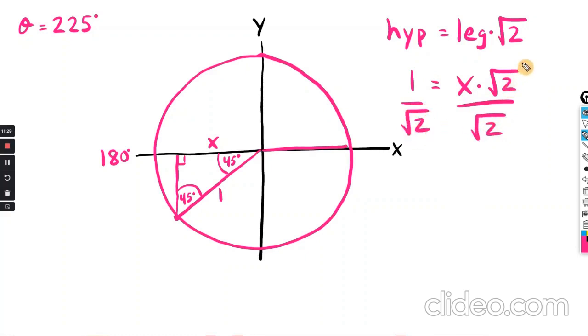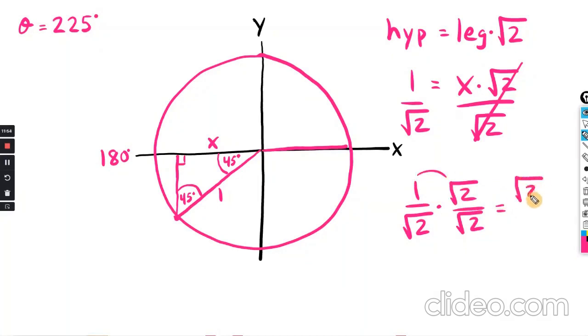Cancels here. I am not sure if they will accept this answer, so let's do it in the form so there's no square root in the denominator. You take your 1 over radical 2 and just multiply the top and bottom by radical 2. This is the same as multiplying by 1. In the numerator, 1 times radical 2. In the denominator, radical 2 times radical 2 is just 2.